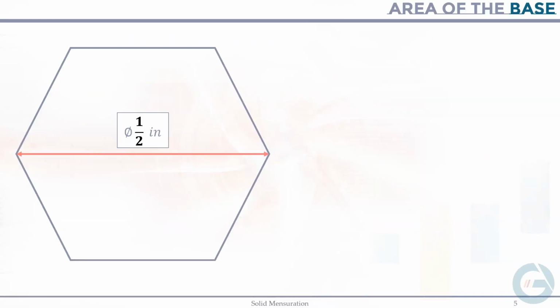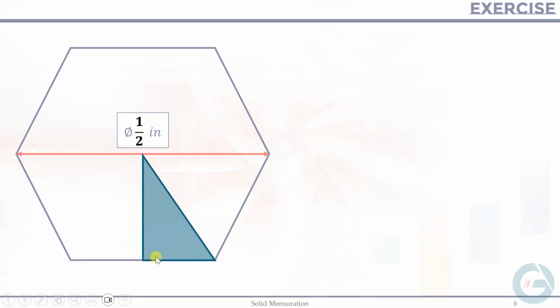First, we need the area of the base, which is the hexagon. This is the value we derive from the given figure. From vertex to vertex, we have 1/2 inch. The first step is to draw a triangle from the center of the hexagon, perpendicular to the side of the hexagon. We'll need this for the formula of the area of the polygon later. We'll explain it later.